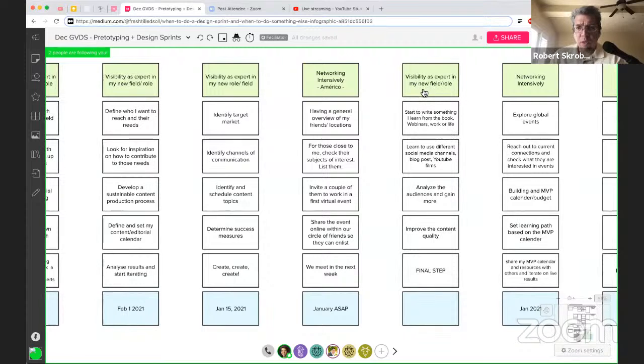There's one more. There's another visibility one where it's start to write something I learned from the book, webinars, work, or life. Learn to use different social media channels. So this one definitely has a publishing play to it. Analyze the audiences and gain more insights, improve the content quality. So this approach to visibility is more content driven and basically creating to share the conversation about what the person knows and what they're interested in, which is what I align with and identify with because I do the same thing.